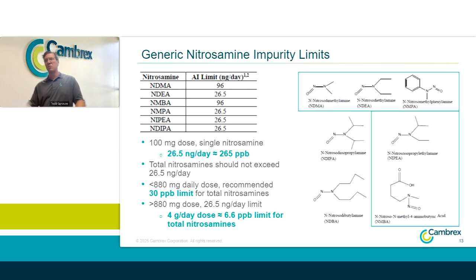The impurity limits change greatly, as you can see, based on your dose. So with a simple 100 milligram dose, we'll be looking for around 265 ppb of these nitrosamines. And as that dosing increases, it quickly gets down into single digit ppb if you have to do a dose larger than 880 milligrams a day, say up to 4 grams. And that starts to present challenges for the analytical methods themselves.